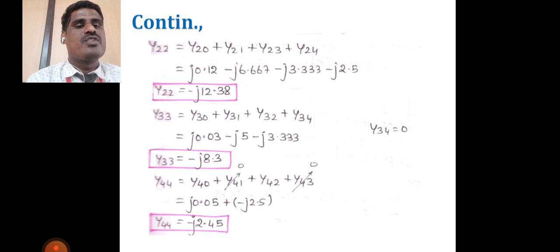Finally, we calculate the last diagonal element of the 4 cross 4 matrix, y44. y44 is y40 plus y41 plus y42 plus y43, but y41 is not present. There is no line connected from the first bus to the fourth bus, so the value is 0. The next one, y43, is also 0, since the fourth bus is not directly connected to the third bus. So y41 and y43 are 0. The remaining y40 is j 0.05 and y42 is minus j 2.5. After adding y40 and y42, the result is minus j 2.45.